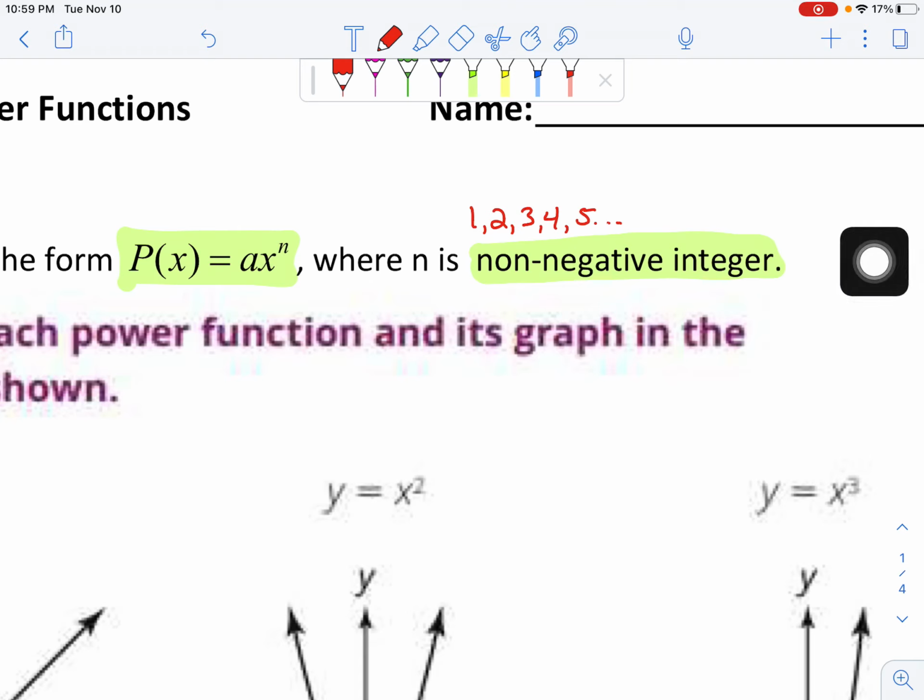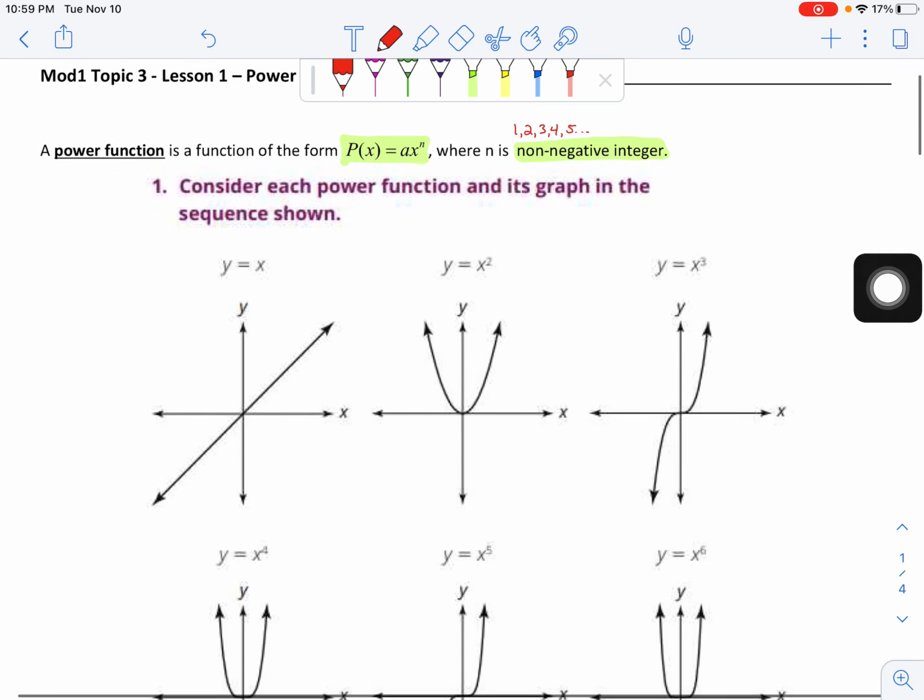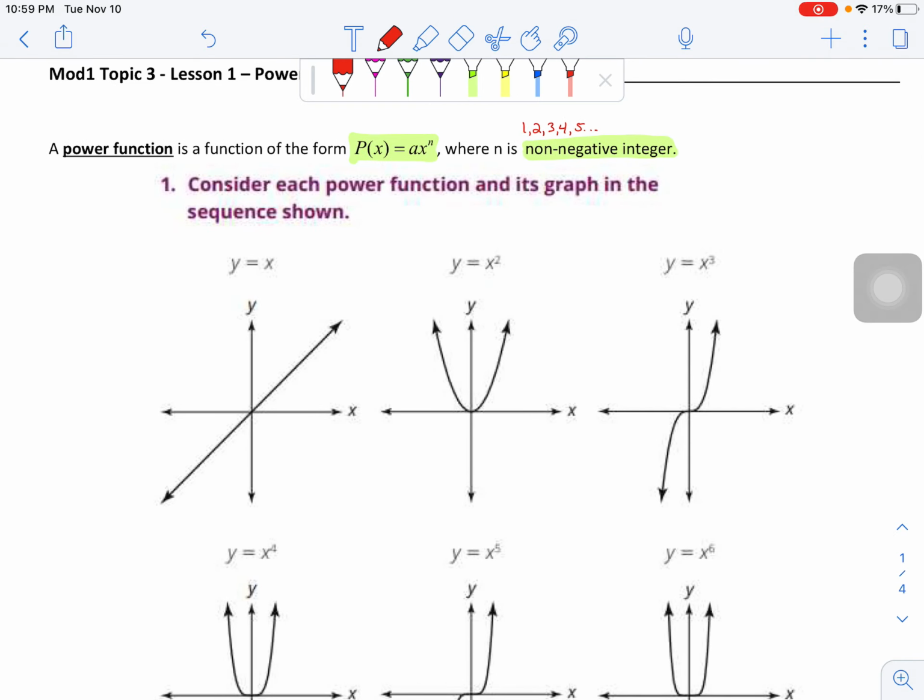Now you'll notice there are no other terms after these. So this isn't going to be x squared plus 7x. It's just x squared. All right. So let's take a look at their graphs and see if we can generalize some information about these.